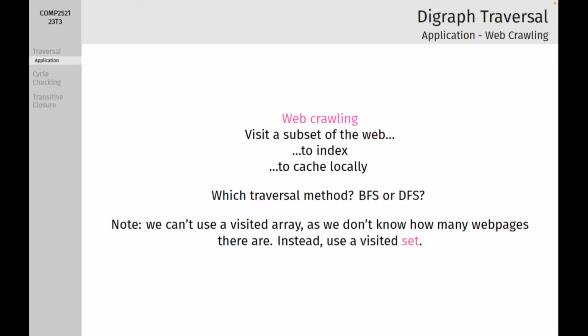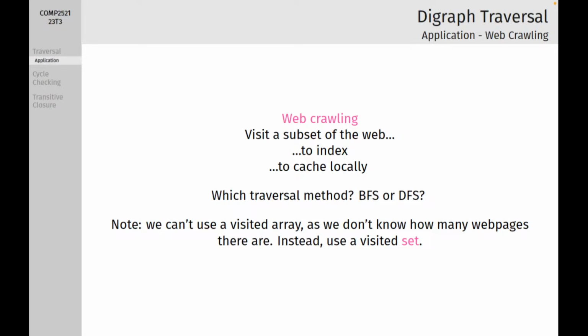So that's BFS. What does DFS do? Well, DFS tries to follow a path as far as it can go, right? So it follows the path as far as it can go, and once it reaches a dead end, it backtracks and then finds another path to follow, right?